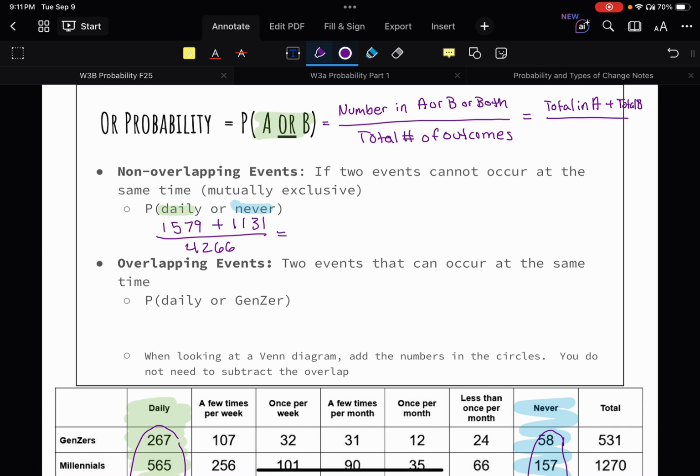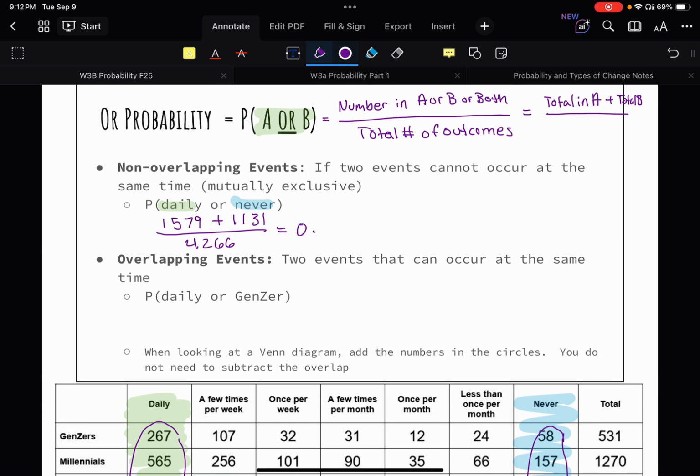So we have 1,579 plus 1,131, the total in A and the total in B. And then we divide that by 4,266. And so as a decimal, that's 0.635, which would be 63.5%.